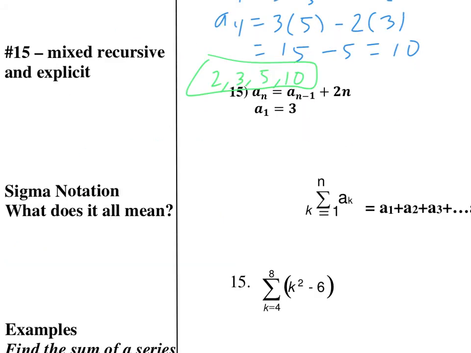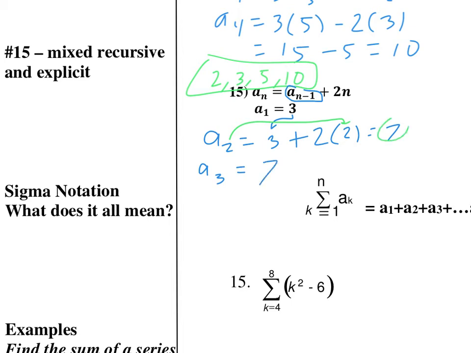All right, number 15, we actually have a mix of recursive and explicit aspects. So when we're looking for a sub 2 here, we know that this is referring to the previous term, so that's just going to be the 3, plus 2 times, and now this one's just n, so that has to match whatever number is out front. So that's going to be coming from right here. And so a sub 2 is going to come out to 3 plus 4, so that would be 7. A sub 3 then, well, we know we're going to plug in the previous term right there, so that 7 is going to go right there.